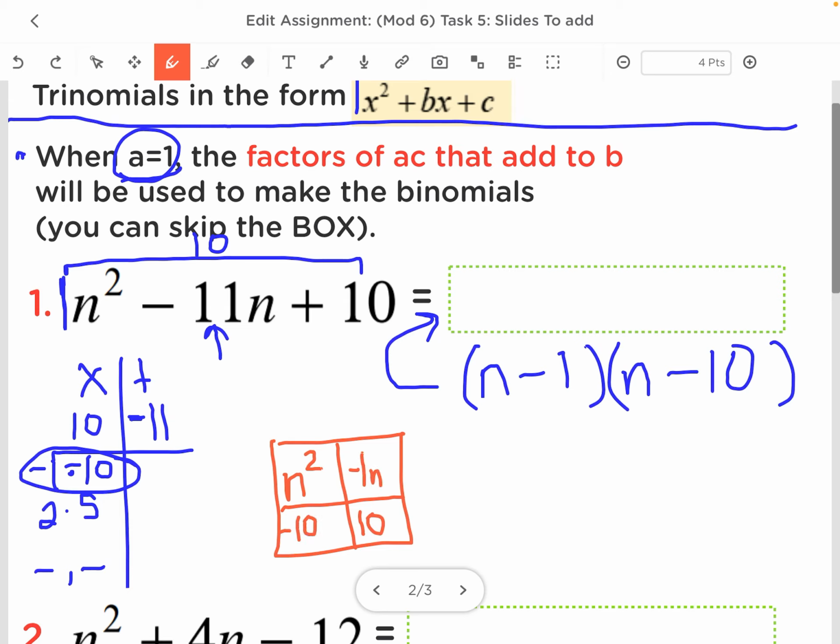-1n, -10n, pulling out the GCF. See that? N minus 1, N minus 10. That's why I'm saying I can skip the box when my leading coefficient is 1.